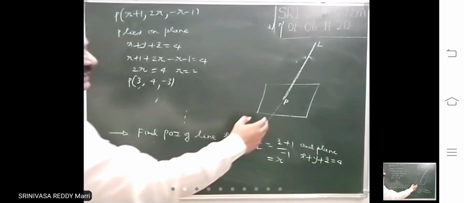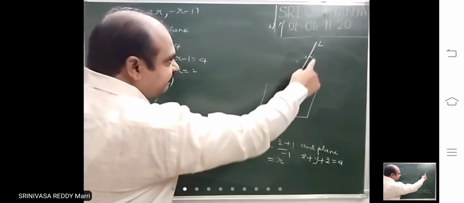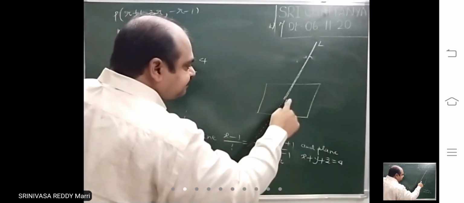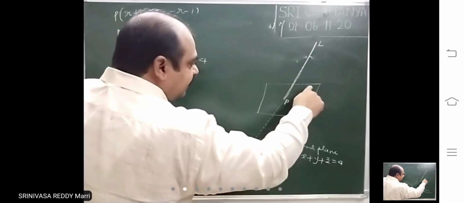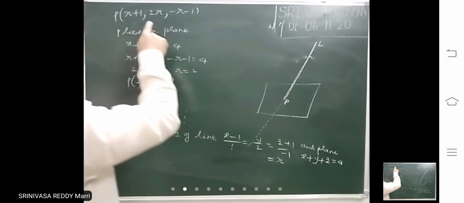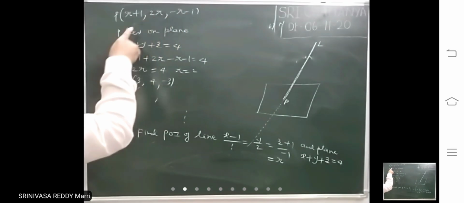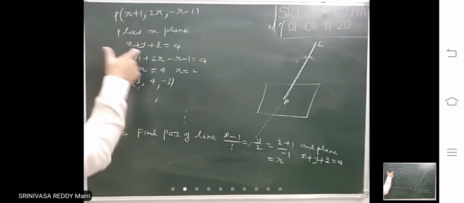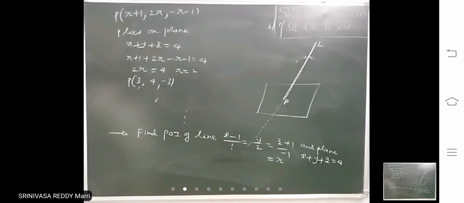For calculating the point of intersection of a line and a plane, first you take a point on the line in parametric form. This point P lies on L as well as the plane. It lies on the plane, so substitute that, calculate R and get the point. A plane and line is very easy. You can substitute on the plane.